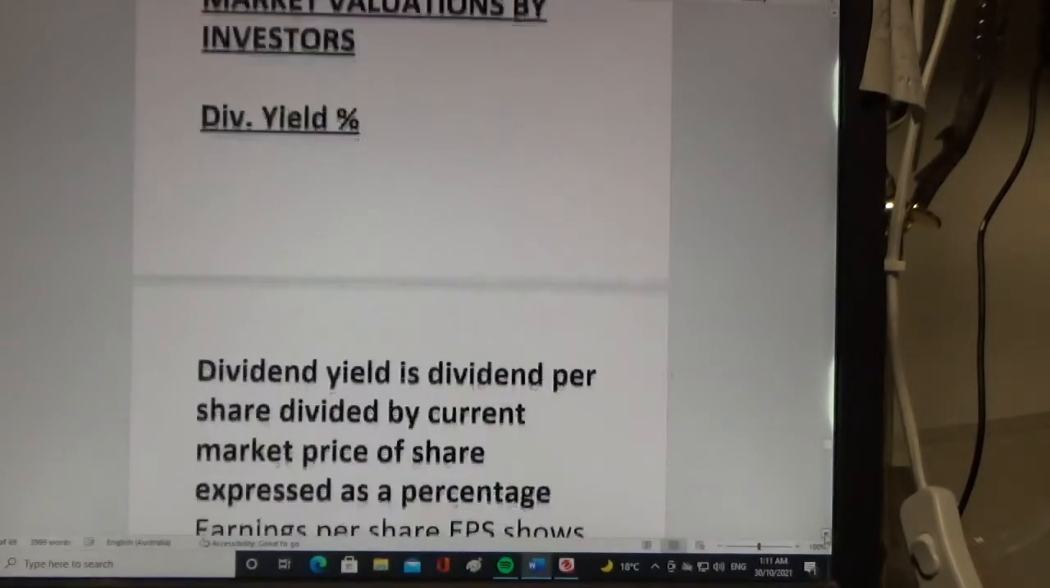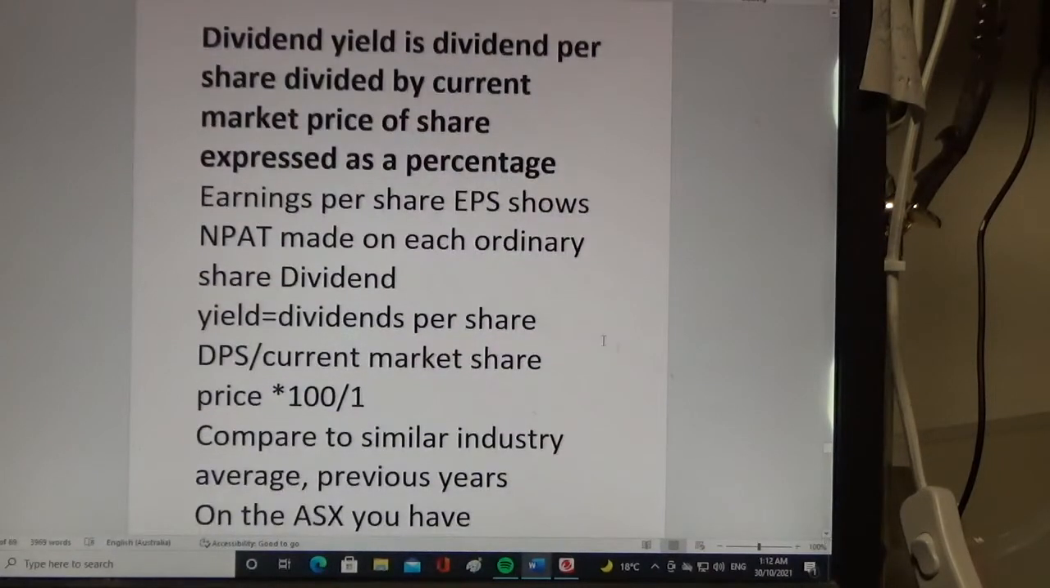Market valuations by investors, dividend yield percentage. You might get asked this. Dividend yield is dividend per share divided by current market price of share, expressed as a percentage, okay? Earnings per share, EPS, shows net profit after tax made on each ordinary share. Ordinary meaning an ordinary share, not a deferred share where they're paid later, or a preference shareholder where they're paid first, just a normal old ordinary shareholder, okay?